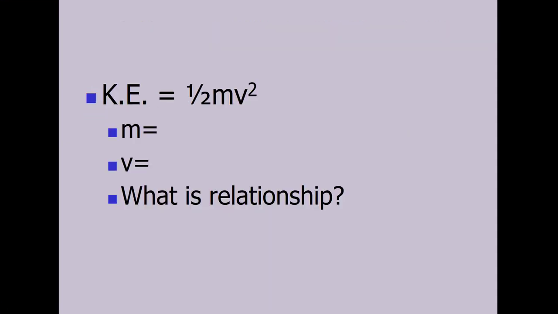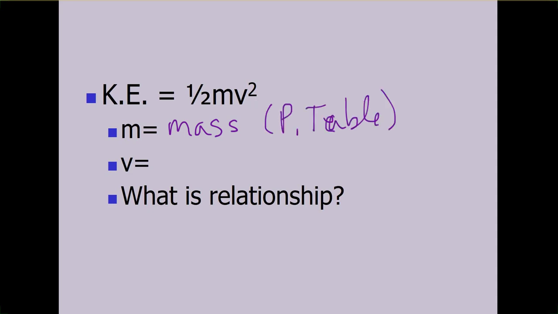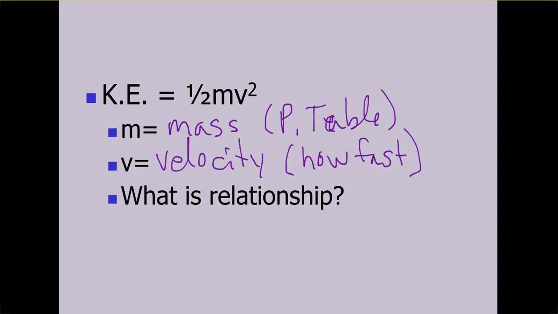Kinetic energy is defined as 1/2 times the mass times the velocity squared. So M stands for mass. And in chemistry, where do we figure out what the mass is for our molecules? That's right, it's the periodic table. V is for velocity, or how fast our particles are moving. So these can be atoms, these can be molecules.